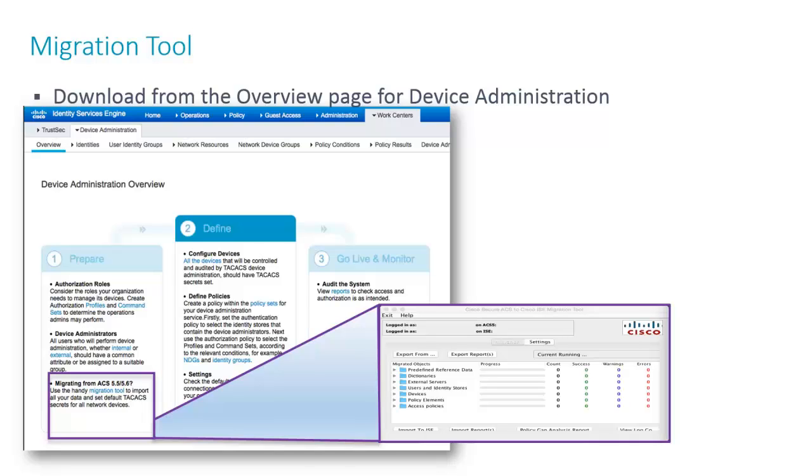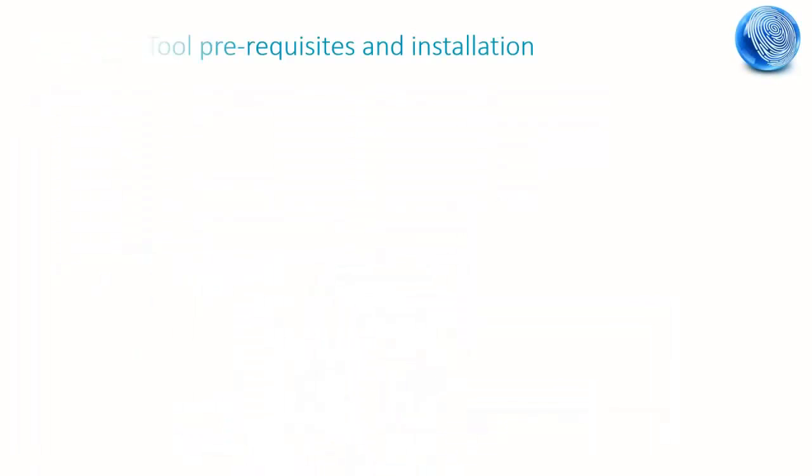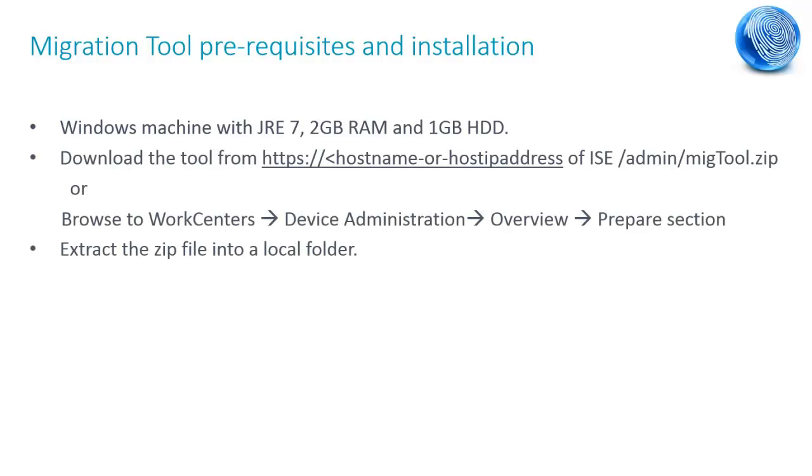Next, we will take a look at some of the migration tool requirements. These are some of the migration tool prerequisites. It requires Java on a Windows machine, so please turn on Java on the Windows machine. It supports JRE 7 and upwards. It also needs 2 GB RAM and 1 GB hard disk at a minimum. Also take a look at the how-to guide to set up the config.bat file with a maximum heap size for Java. The download of the tool can be done using a browser, and this is the URL provided in this slide: https://hostname/admin/migtool.zip, or you can go to the Work Center.